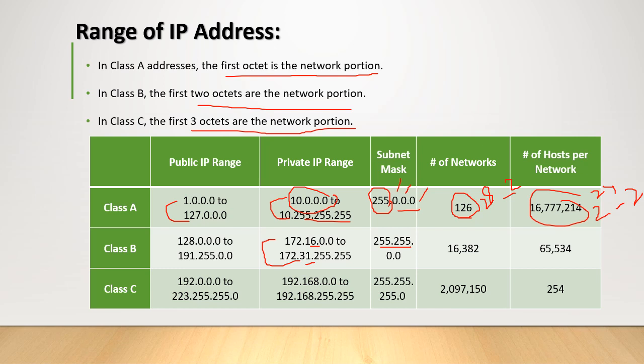And in class C, I have a range of 192 to 223.255.255.0. In this, the first 3 octets of the network portion are set to 1, which gives 255.255.255.0. And if you see the private IP, this is the range of private IP for class C. Normally, this address we can see on our devices.